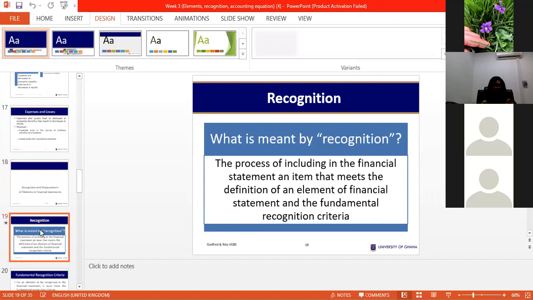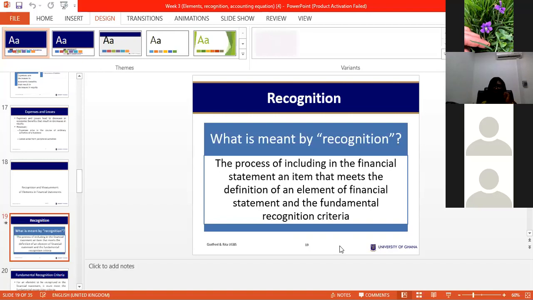So what is recognition? When we talk about recognition in accounting, it's just a process of including in the financial statements items that meet the definition of the elements. Depreciation, Emmanuel Danso, is an expense, it's not a loss.